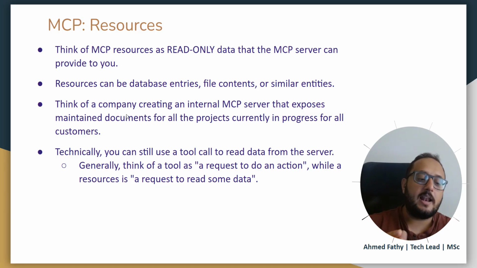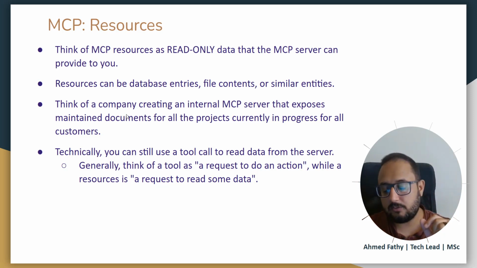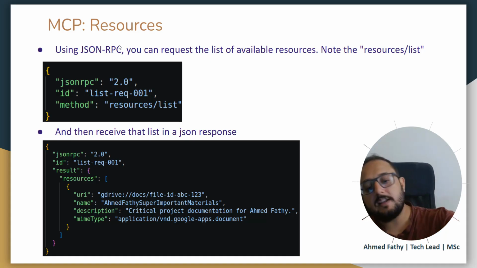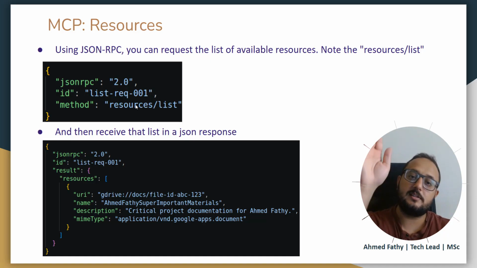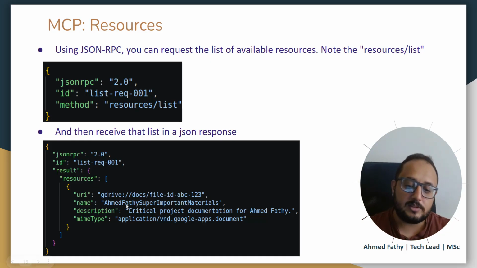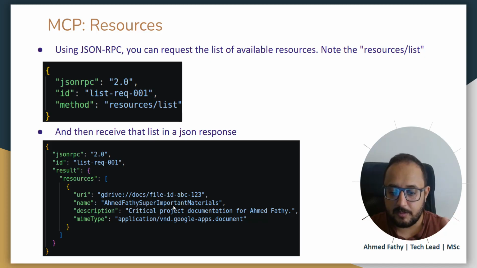MCP servers are allowed to expose lists of tools, lists of resources, and lists of prompts, and we'll talk about prompts in a second. But before that, you can send a JSON RPC request again, and the method can be resources/list. So please give me all the resources that you have, and the response can be a list of resources. Here we have only one resource, called Ahmed Fathi super important materials, and this is the URI, and this is the description for that resource.